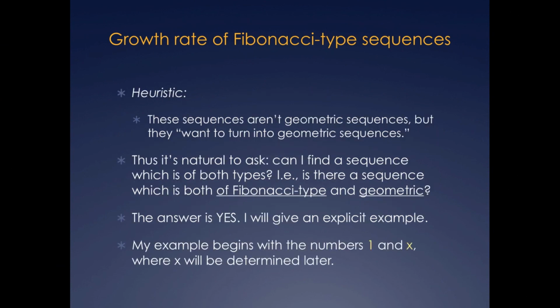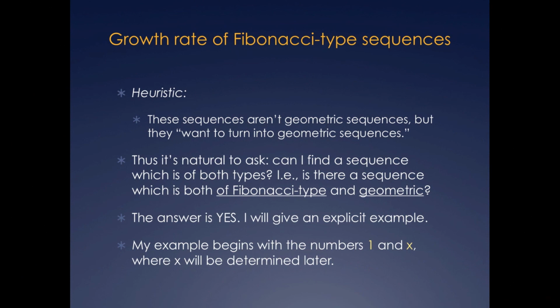Now, I want to be guided by the following heuristic, by which I mean a statement that's not completely precise or logical, but suggestive. The heuristic statement is, looking at what we've seen in our calculations, these sequences aren't geometric sequences. We know they're not, but somehow they want to turn into geometric sequences. That is to say, as we go further along in the sequence, they look increasingly like geometric sequences. Now, obviously, this is a heuristic kind of statement. These sequences don't have any willpower or thoughts and don't want to do anything at all. Nevertheless, it's helpful for us in our thinking to think, they're trying to become like geometric sequences.